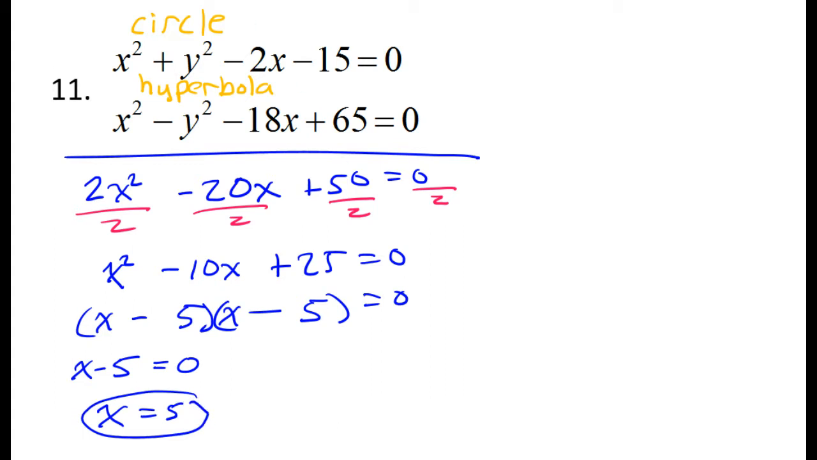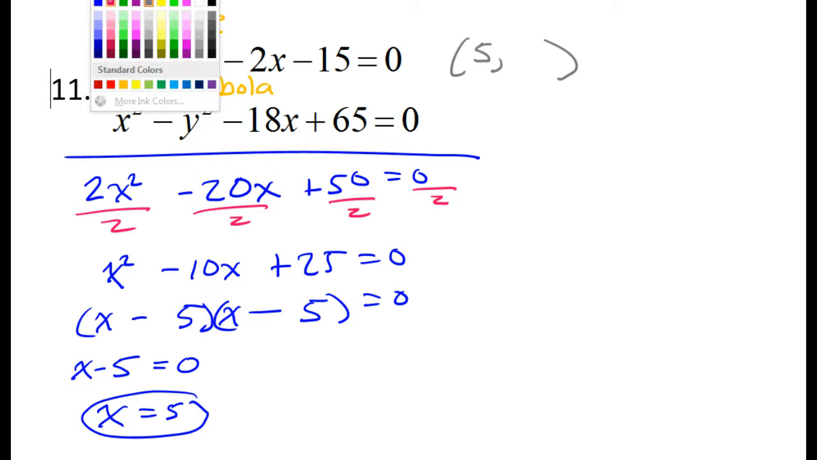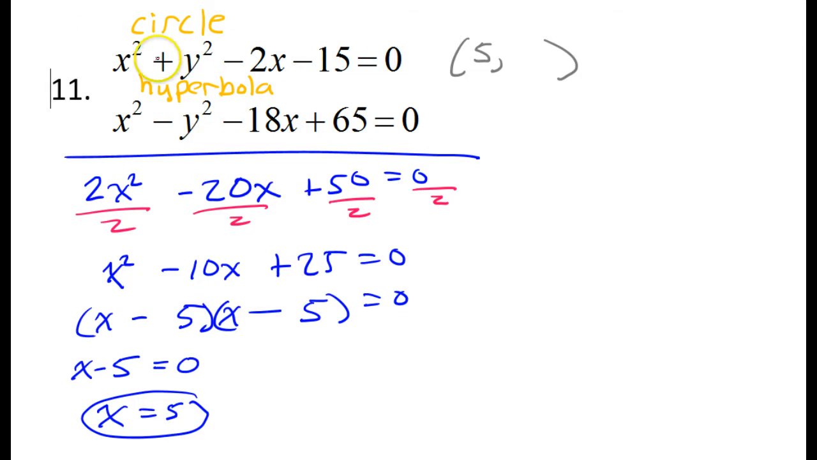So, as I contemplate my solution set, here's what I have so far. 5 comma something. I have the x value, but I need the y value to go with it. So, how will I find the y value? I'm going to take this x value and plug it back into one of these equations. I might as well just use the top equation. So let's let x equal 5.